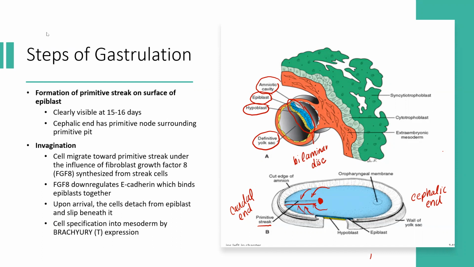When the cells arrive at the primitive streak, they detach completely from the epiblast and slip beneath it, spreading laterally and cranially. The cells that migrate to the hypoblast become the endoderm, cells that remain at the epiblast become the ectoderm, and cells that migrate to form a completely new middle layer called the mesoderm, and that is controlled by the Brachyury T expression.